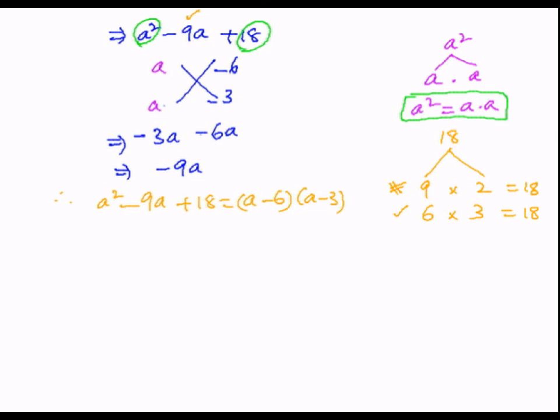So now we got a square minus 9a plus 18 as the product of the two factors, that is a minus 6 and a minus 3.